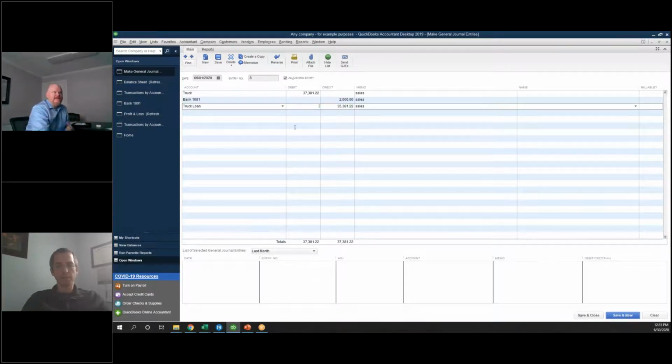So I'm going to go back. This is how I would record a truck if I purchased the truck. Now I'm going to ask a question: what if I had a trade-in?